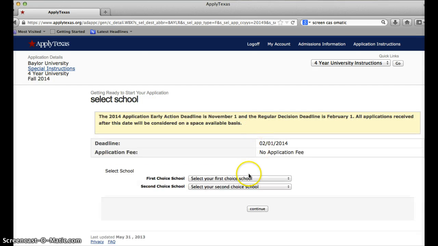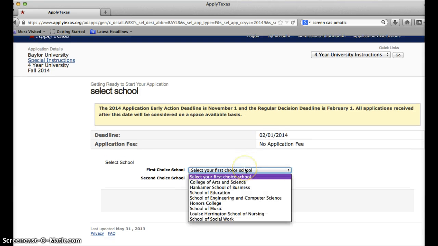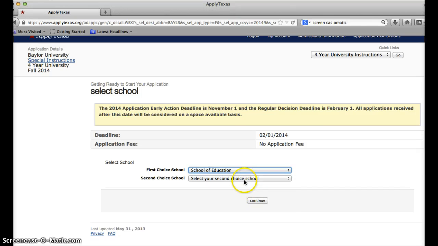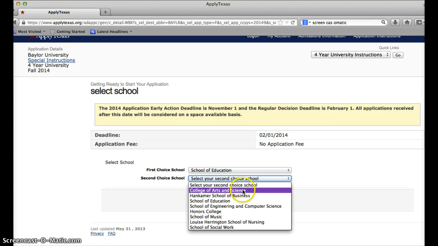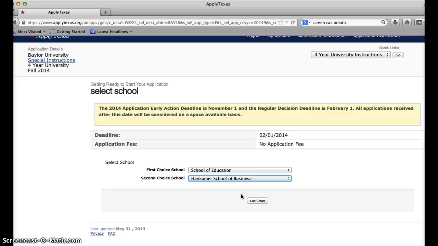Let's continue. Okay. When they mean first choice school, they're talking about your major. For example, if you are wanting to be an English major, your major will be found in the College of Arts and Science. If you're wanting to major in business, it would be in the School of Business, etc. So let's go ahead and do the School of Education. And I will go with business for my second major. You do not have to choose a second major, but it is highly recommended.